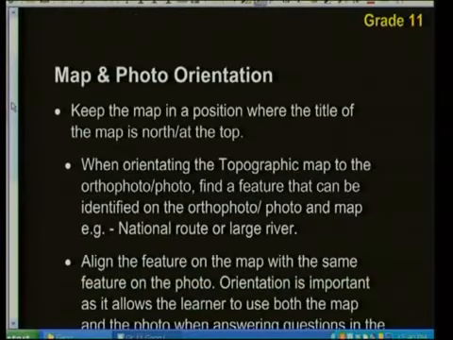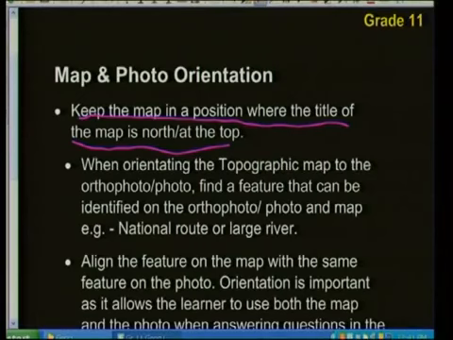If we look here, we say keep the map in a position where the title of the map is north and on the top. All right? So keep your map facing forward. You can see the writing. All right? When orientating the topographic map to the orthophoto map, find a feature.